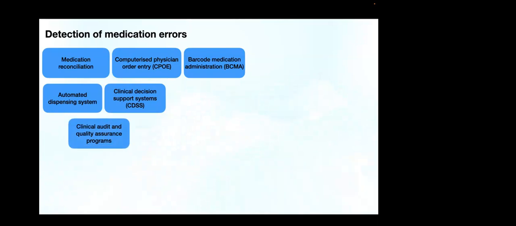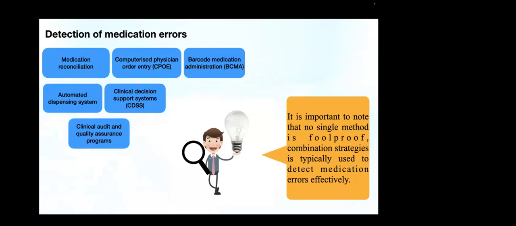Clinical audit and quality assurance programs. Regular clinical audits and QA programs further help in reviewing the medication practice, identifying improvement areas, and detecting medication error patterns. So that is detection. Okay, so on one hand we have so many ideas, like a man having a bulb, and on the other hand we have a magnifying glass to see at what stage the medication errors are happening. But it is important to note again that no single method is foolproof. A combination strategy is typically used to detect medication errors effectively. That is very important. One tool cannot solve the whole problem associated with medication error.